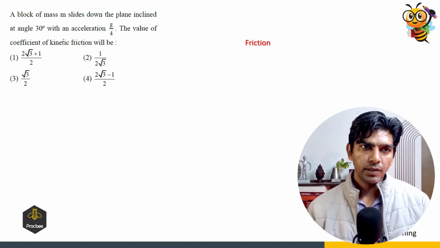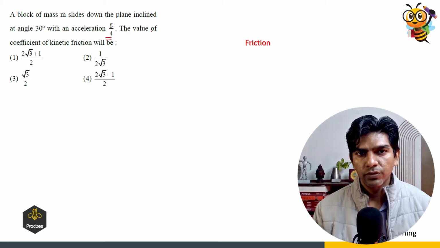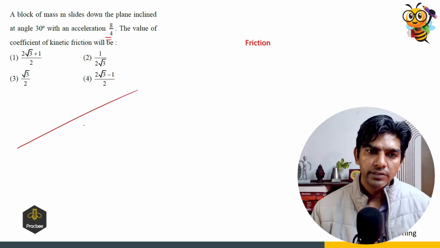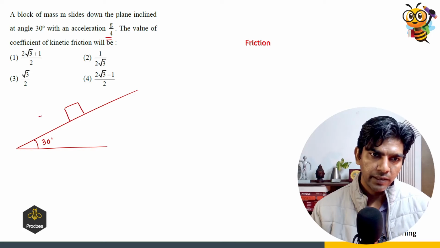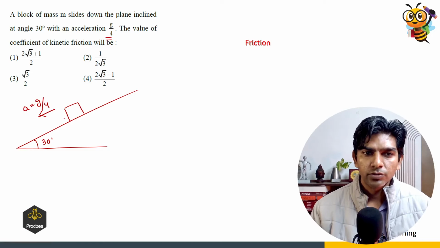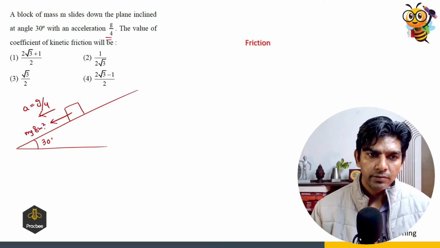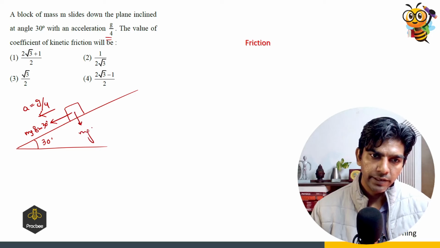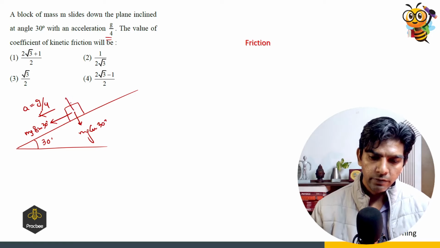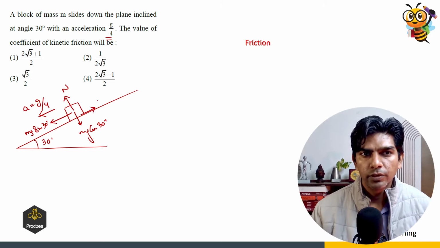Right, so let us see this question. A block of mass m slides down a plane inclined at an angle of 30 degrees with an acceleration g by 4. Find the value of the coefficient of kinetic friction. So there is an inclined plane, this angle is given as 30 degrees and it is sliding down and the acceleration is given as g by 4. If I show the forces acting on the block, there will be a weight component down the incline which will be mg sin 30. There will be a weight component normal to the inclined plane, mg cos 30 degrees. There will be a normal reaction, and there will be a kinetic friction up the incline which will be mu k times N.